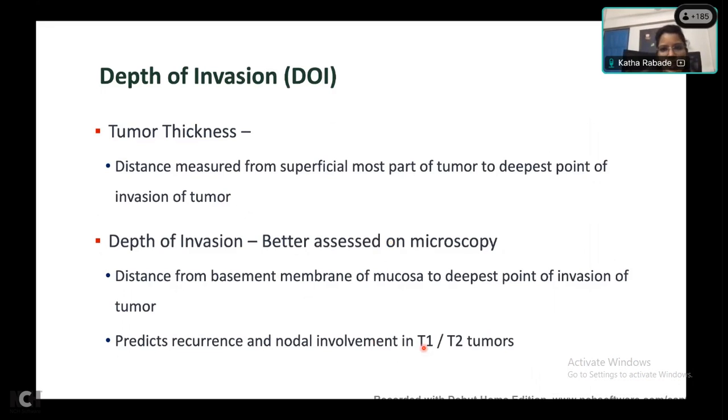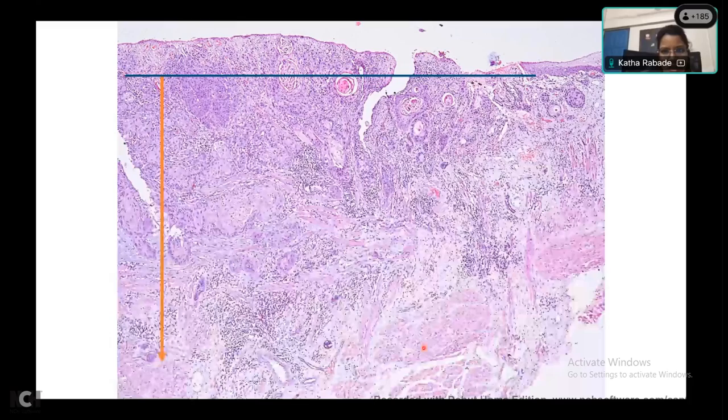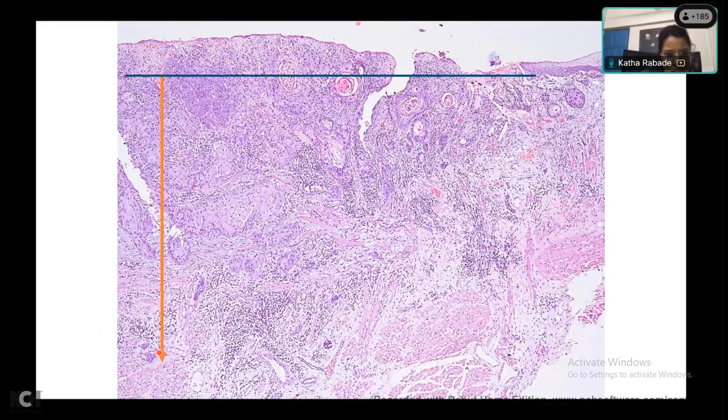So this is an example of a squamous carcinoma where you see this adjacent basement membrane. A line is drawn from there, and a plumb line from this point to the deepest point of the tumor. So we can see the tumor is still here, but we can see the small tumor islands which are invading even further. So the depth of invasion would be up to this.